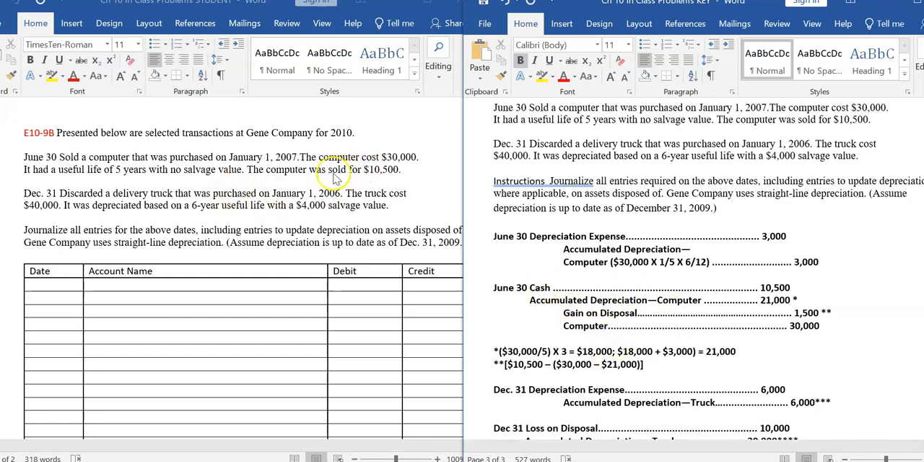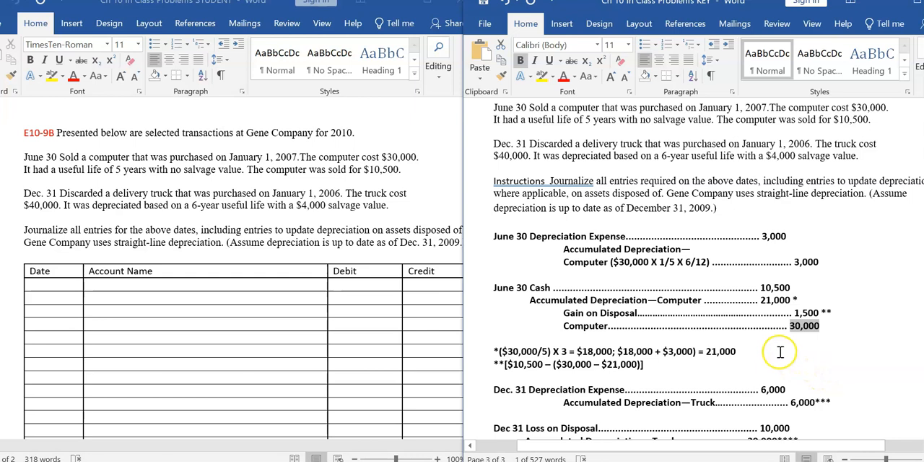We also received cash of $10,500 when we sold it, so we are debiting cash to increase it. So debit cash, debit accumulated depreciation, and credit the computer. Increasing cash, decreasing accumulated depreciation, and decreasing the computer. At that point, our journal entry is imbalanced because our total debits total $31,500, but our total credits are only $30,000. There's a $1,500 difference.